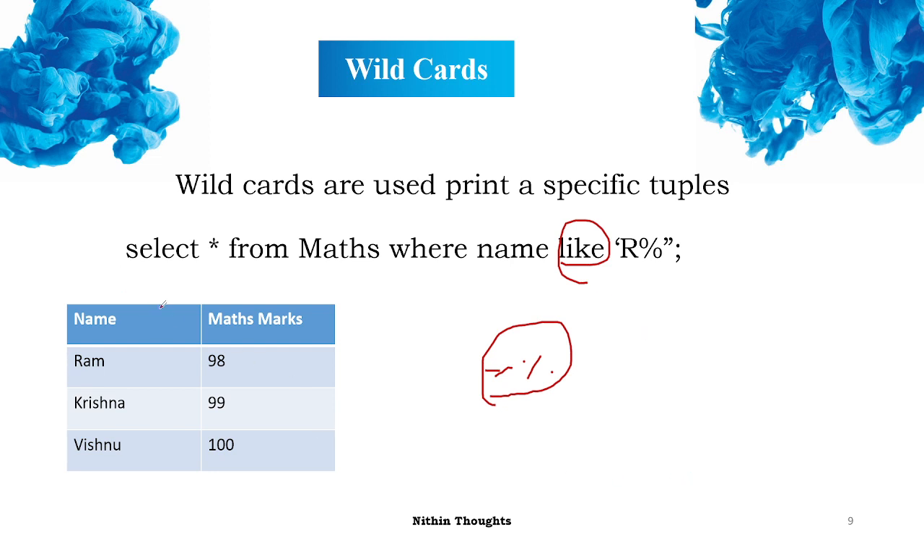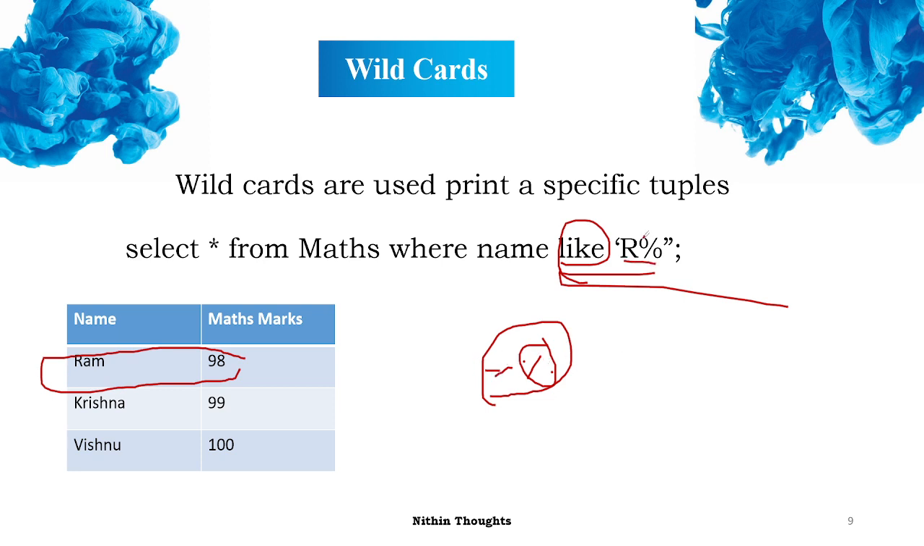Normally, if we consider this example, SELECT * FROM maths WHERE name is like this, or marks is 98, all the tuples having 98 marks will be displayed, or returned from that particular table. Now, I told you there are two things: one is underscore, another one is percentage. So what is this underscore and what is this percentage?